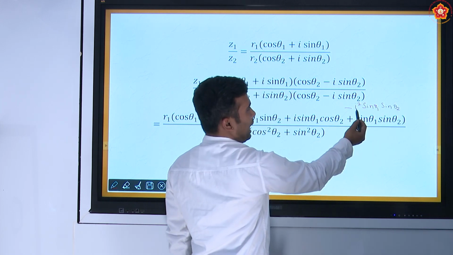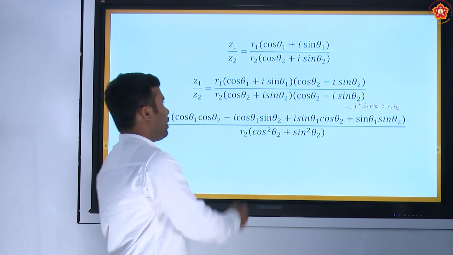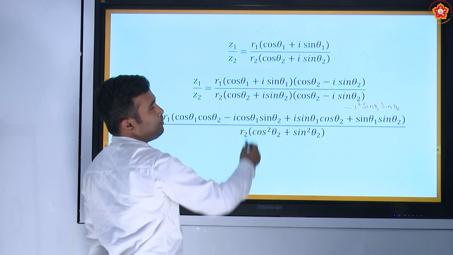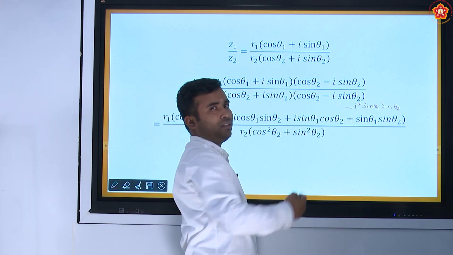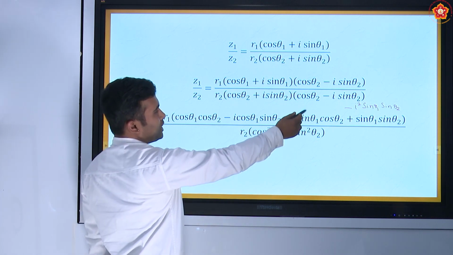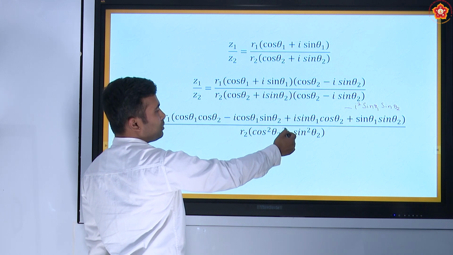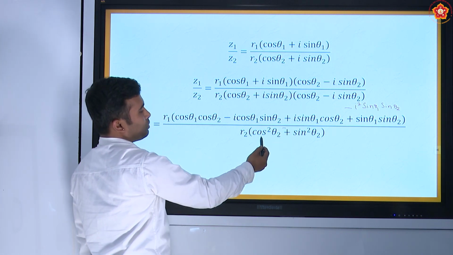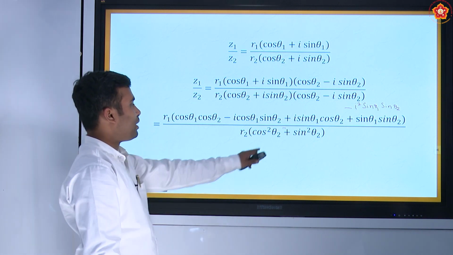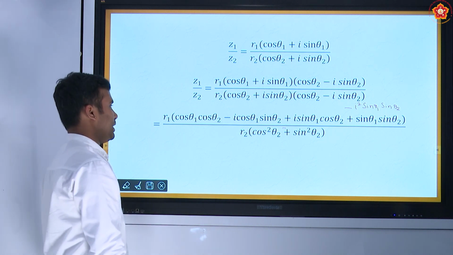What is i square? i square is minus 1. Minus 1 into minus becomes plus. With the denominator, this is (a plus b) into (a minus b), so it will become a square minus b square, and minus i square becomes plus here. So this is cos square theta 2 plus sin square theta 2, and the value of this will be 1 from the identity of trigonometry.